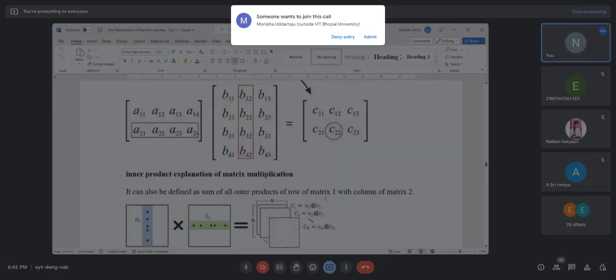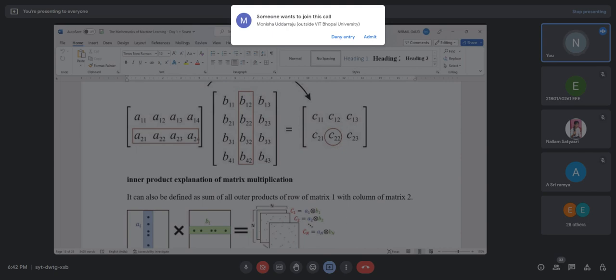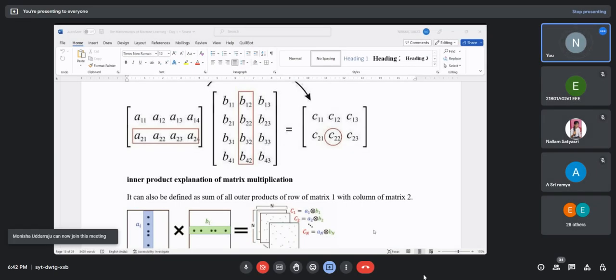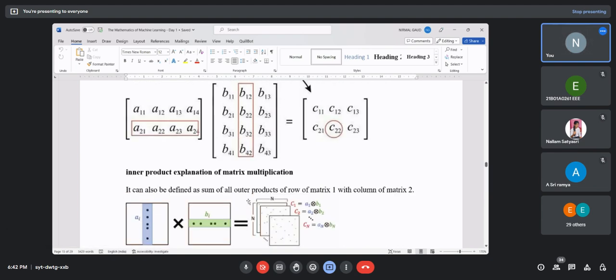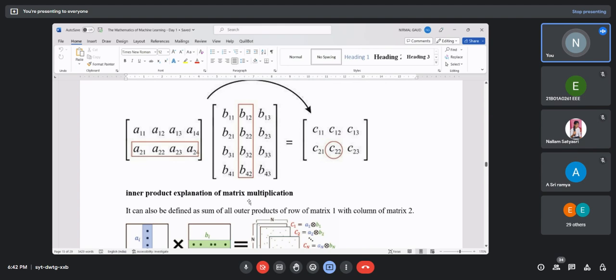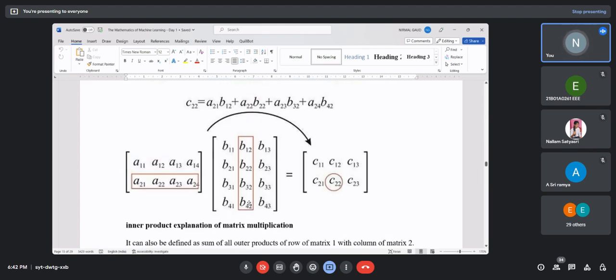All right, and then what's next here? Inner product explanation of the matrix multiplication. So whether inner or outer, the product of the matrices is all the same. It takes the same rule, same concepts to follow. So here you need to take the first row, multiply it with this, then this, then this, and write all the results. Then you take this row, multiply by this, then this, and this. Then you put your results here.